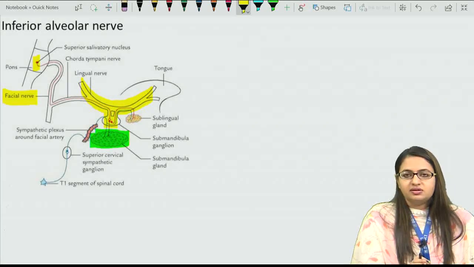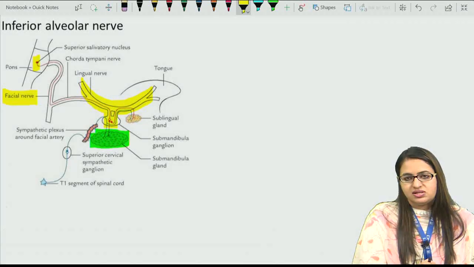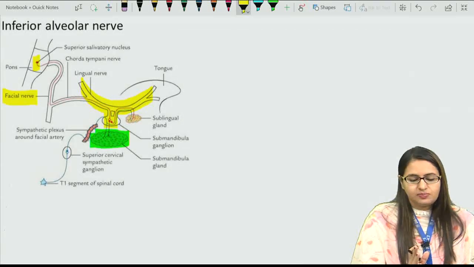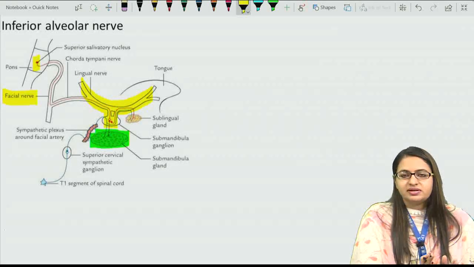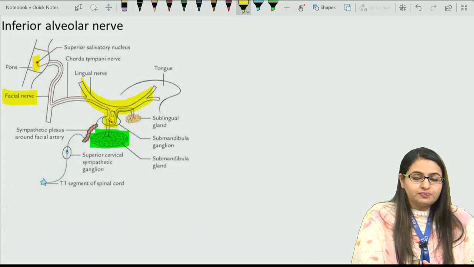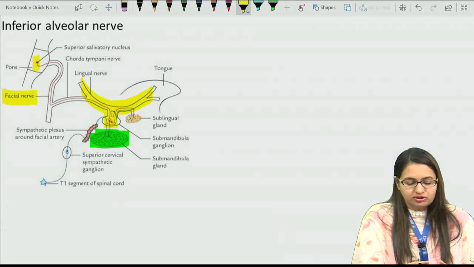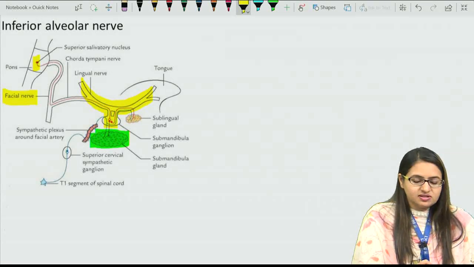Now this ganglion is carrying the parasympathetic fibers, sympathetic fibers and the sensory fibers, and they are given off to the submandibular gland for its supply. The parasympathetic fibers carry the secretomotor fibers to the submandibular gland, which is responsible for the secretion of the saliva. The sympathetic fibers are vasomotor in function, having a vasoconstrictor action, due to which the blood supply is decreased and the saliva secretion becomes more thick. Then the sensory supply is through the lingual nerve.